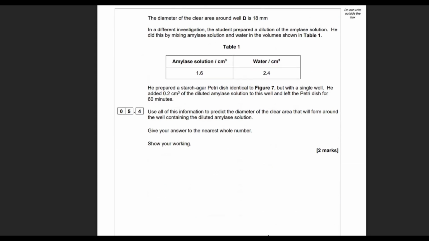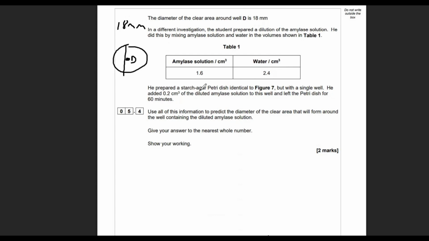Okay. The diameter of the clear area around well D is 18 millimeters. So what they're saying is that the area around D, this is D, the diameter is 18 millimeters. In a different investigation, the student prepared a dilution of the amylase solution. He did this by mixing the amylase solution from well D and water in the volume shown. So 1.6 amylase, 2.4 water.